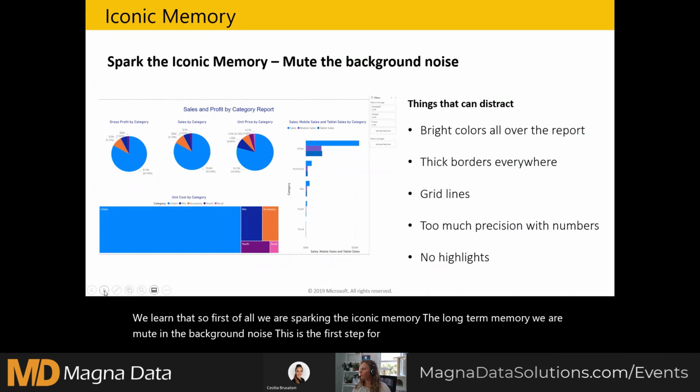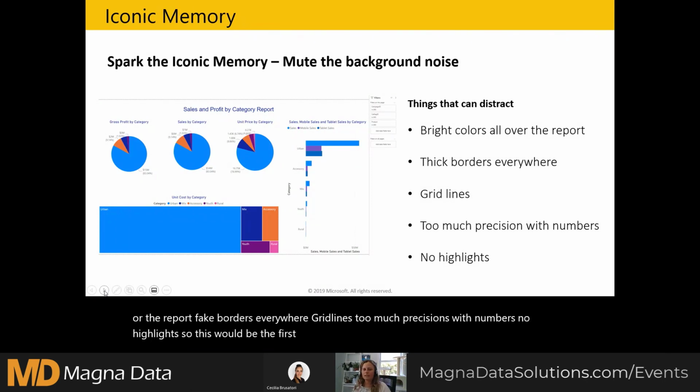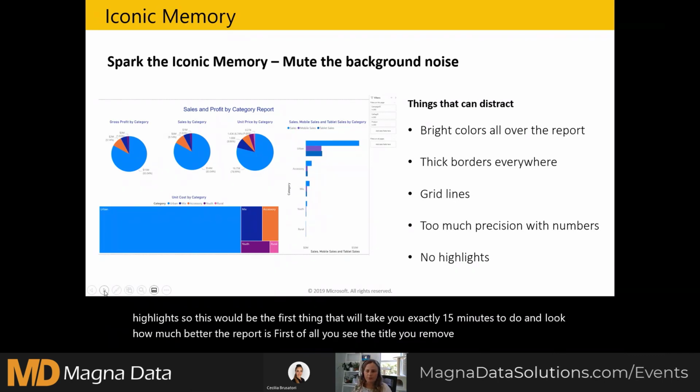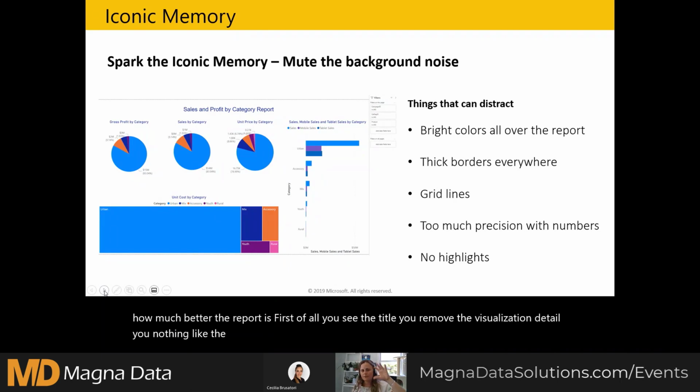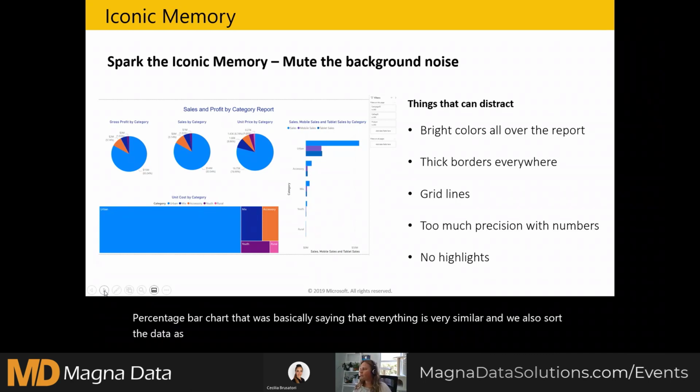Bright colors all over the report, thick borders everywhere, grid lines, too much precision with numbers, no highlights. So this would be the first thing that will take you exactly 15 minutes to do. And look how much better the report is. First of all, you see the title. You remove the visualization that tells you nothing, like the percentage bar chart that was basically saying that everything is very similar. And we also sort the data. As you see, sales, mobile sales, and tablet sales by category are sorted out. And you can see also unit cost by category.